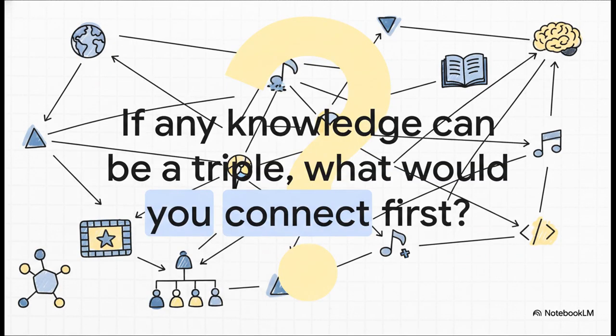And that really brings us to the final, kind of mind-blowing idea here. This simple triple-based structure is so powerful because it's universal. You can use it to describe anything, from complex scientific data to movie credits to your own family tree. So the question to leave you with is, if you could start building this web of data yourself, connecting any piece of knowledge in the world, what would be the first connection you'd make?